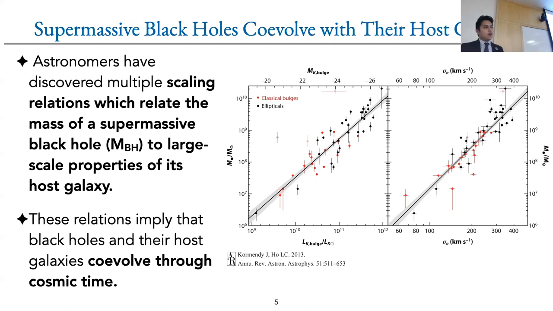It's given rise to this idea that black holes and their host galaxies co-evolve through cosmic time with one another. And so we need to have a reliable sample of precisely measured black hole masses to really understand these relations. They're not really well sampled, as in there's not that many measurements on the low end and on the high end, where the early type galaxies are. And that's the types of galaxies that I primarily worked on during my PhD.